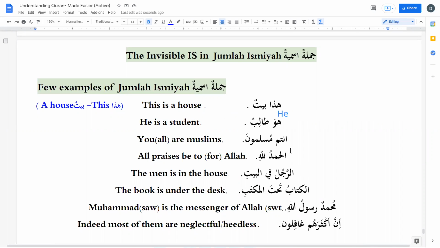Antum Muslimuna, antum, you all, Muslimuna, Muslims. But it is translated as you all are Muslims. So we see are over here, which is not there in the Arabic text. Ar-rajulu fil baiti, ar-rajulu, the man, fil baiti, in the house. But we can see is over here, which is not there in the Arabic text. So that's an important observation.